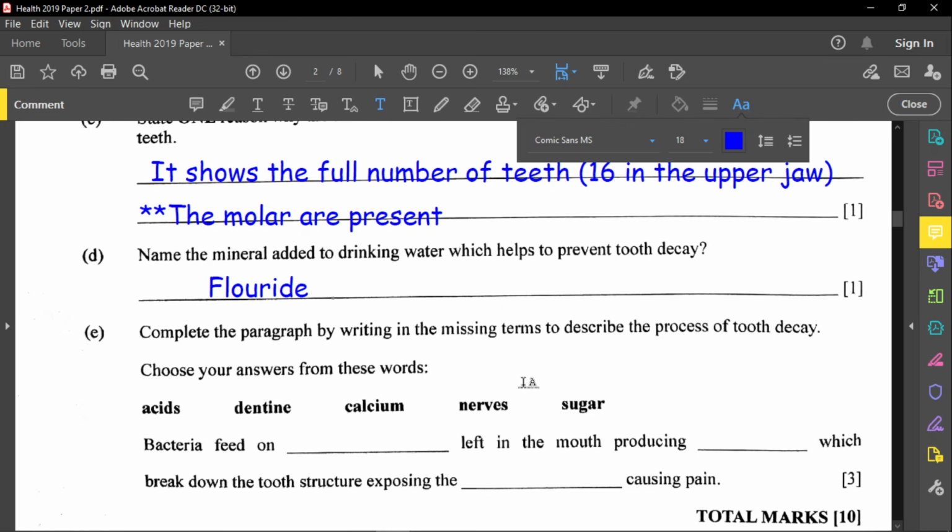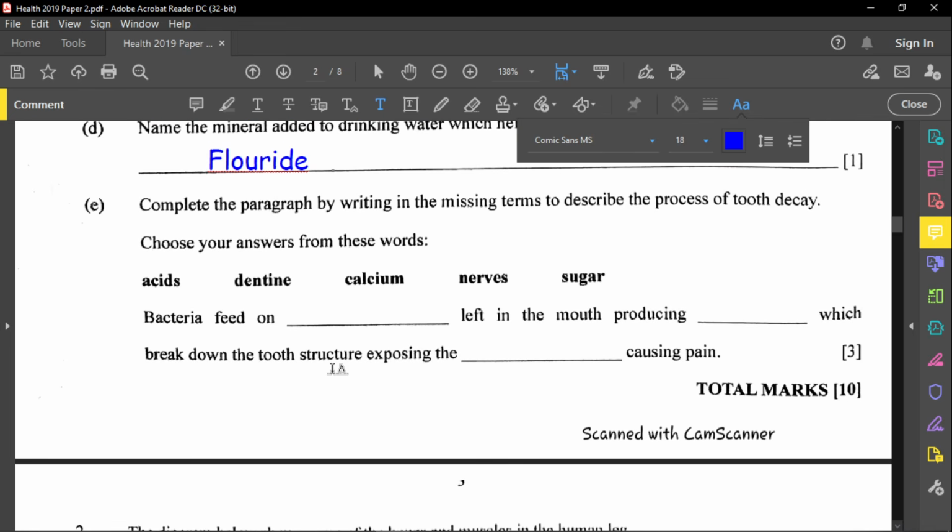All right, so part E is to complete the paragraph by writing in the missing terms to describe the process of tooth decay. And so it reads now, bacteria feed on sugar left in the mouth producing acid. And so once the bacteria feed on those sugar, you get acid produced in your mouth, which breaks down the tooth structure. And what is being broken down right here is the enamel.